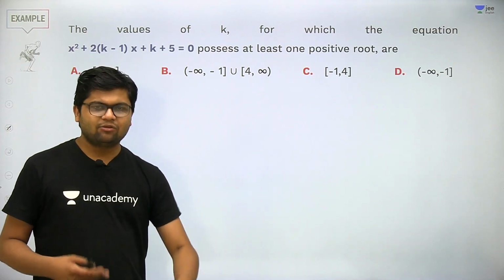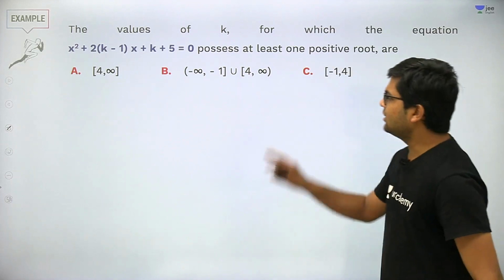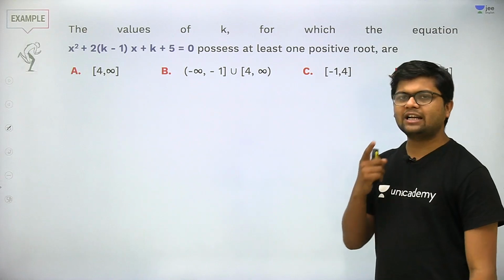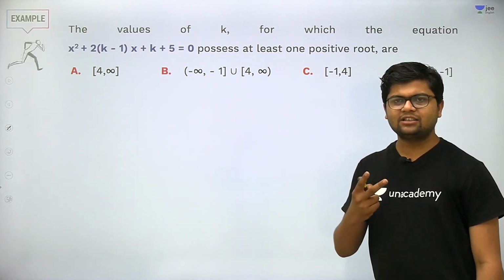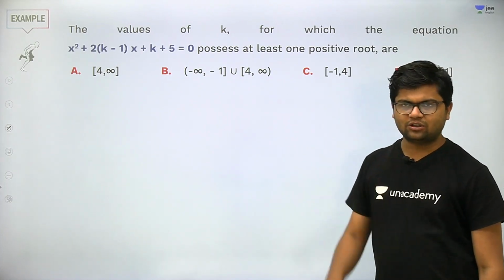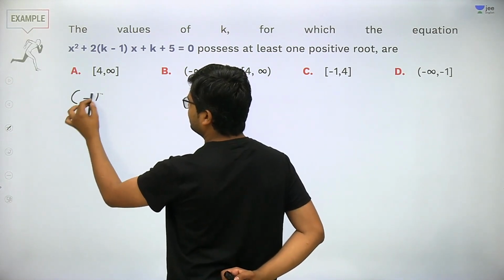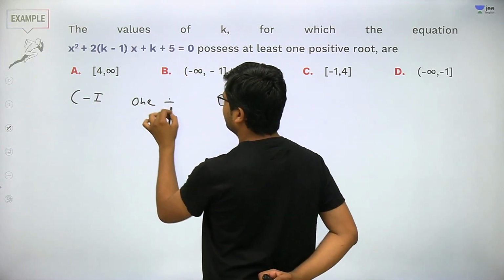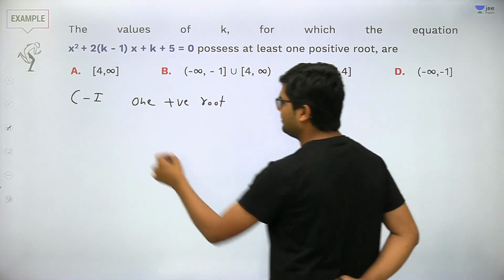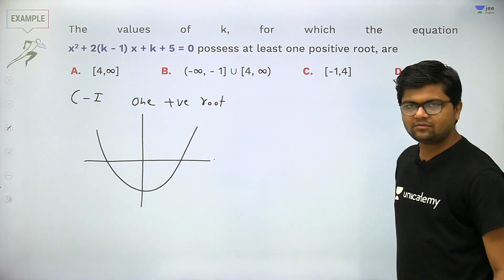The value of k for which this equation possesses at least one root. Very wonderful question. Now for this situation, students, you will have to consider two cases. First case, when there is exactly one positive root, and second case, when the equation will have exactly two positive roots. Getting my point? So case 1, one positive root. Now in this case, I can say the graph will be something like this. Yes or no?